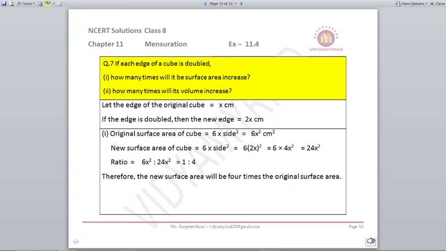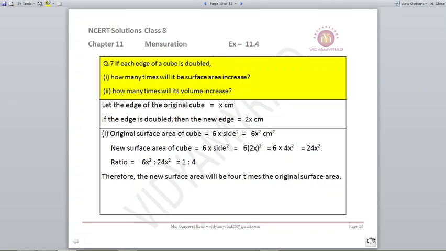Now in the first case, let us find out the original surface area of the cube. The formula is 6 into side square and side is my x, so 6x square centimeters square. Now new surface area of the cube is also 6 into side square, which is equal to 6 into 2x square, which comes out to be 6 into 4, 24x square. So if I look at the ratio between them, 6x square and 24x square, that comes out to be 1:4. That means my new surface area will be 4 times the original surface area when the edge of the cube is doubled.